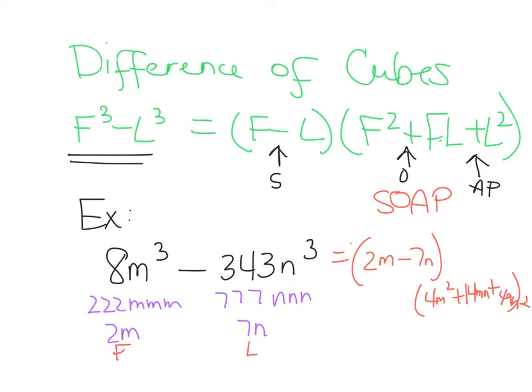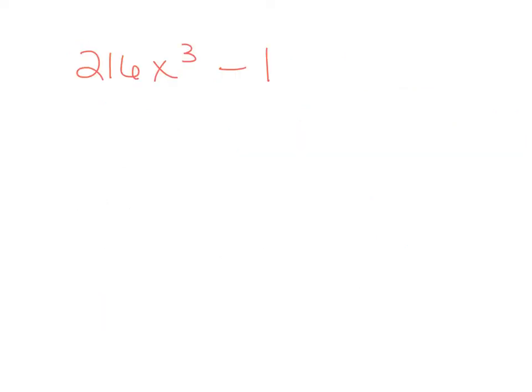So let's do another one of those. How about this problem, okay? If we look at this problem, 216x cubed minus 1. Well, there's no GCF between 216 and 1. I have two terms. It's not the difference of squares. Now, granted, 1 is a perfect square, but there's a cube involved, so I know it can't be the difference of two perfect squares. So now I'm going to ask myself, are these two perfect cubes?